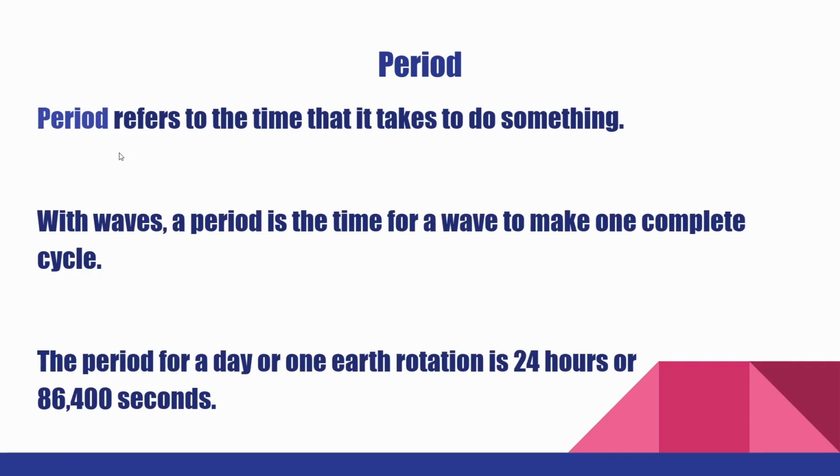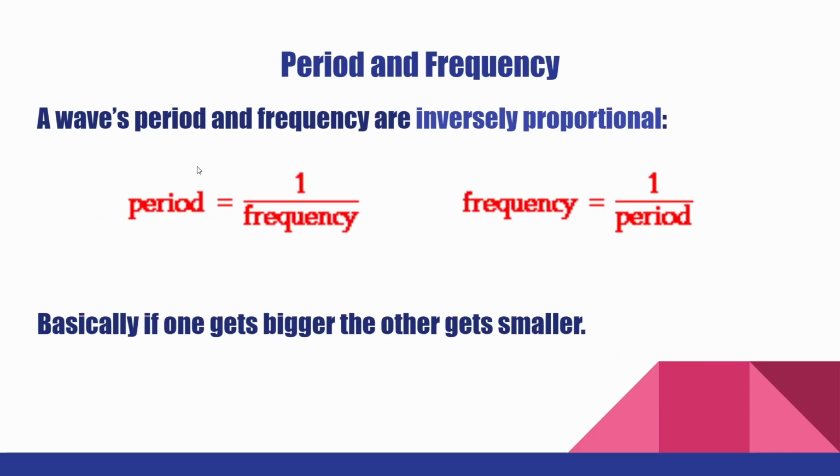A period refers to the time it takes for something to happen. So if I wanted to say the period for a day, the period for a day is 24 hours. And if I wanted to say the period for a year, the period for a year is 365 days. You get the idea. With waves, a period is the time it takes for a wave to make one complete cycle. So crest to crest or trough to trough, but the time, not necessarily the length.